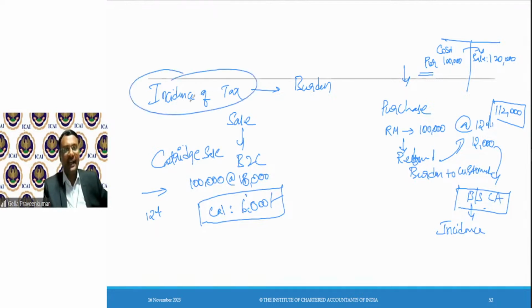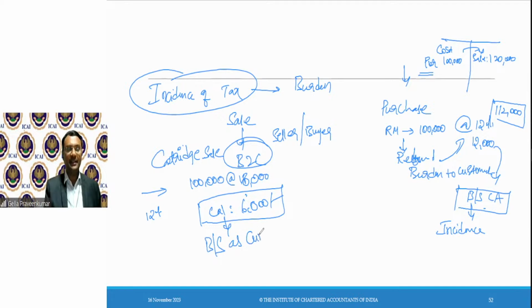So when I have to issue a credit note for 6,000, the law says, look, is the burden of this particular tax on the seller or the buyer? In case of a B2C sale, unless the customer comes back and says, you collected 6,000 extra, please give it back, you have collected 18,000 but actually the rate of tax is 12%. When I give a refund to the customer, I show this amount in my balance sheet as a current asset.